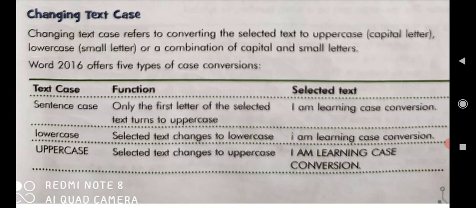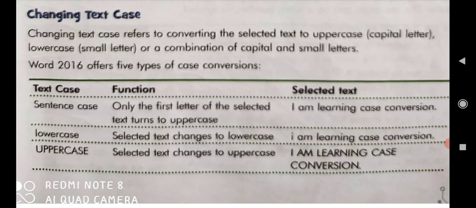Second is lowercase. In lowercase, the selected text changes to lowercase. Whatever text we have selected changes to lowercase, meaning all the text should be in small letters. Can you see? I am learning case conversion. All the letters are in small letters. There is no capital letter.